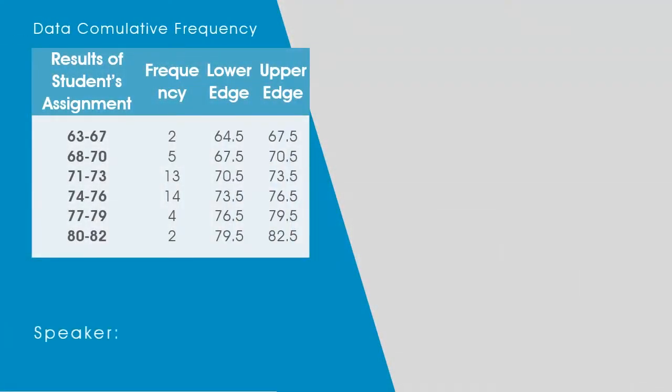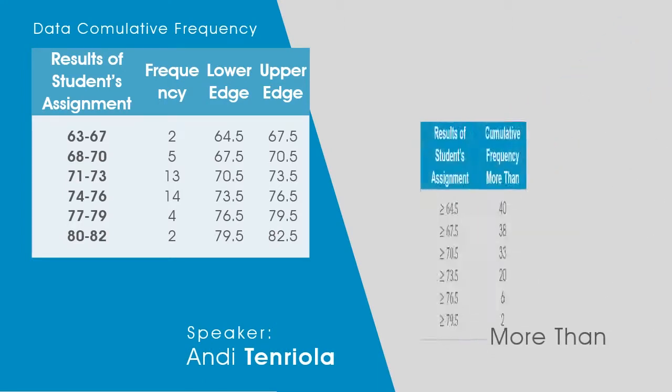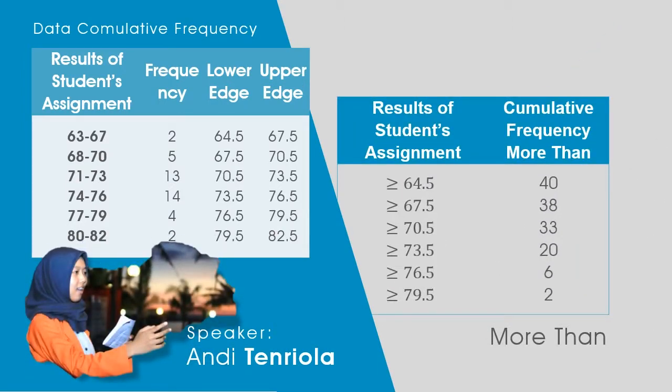In more than frequency distribution, we take the data from the lower edge in the first table and we add the symbol more than in front of every data that we take. Why more than? In order for the data to fulfill the interval class.